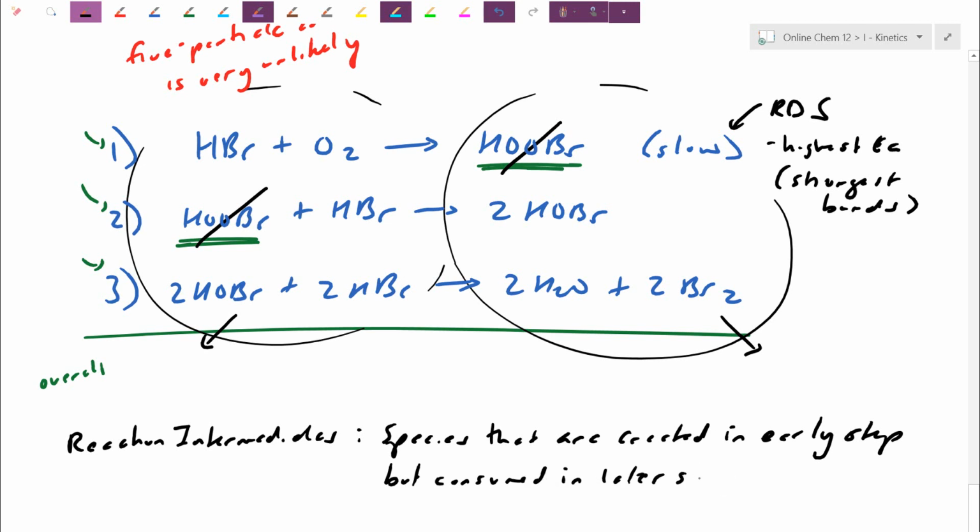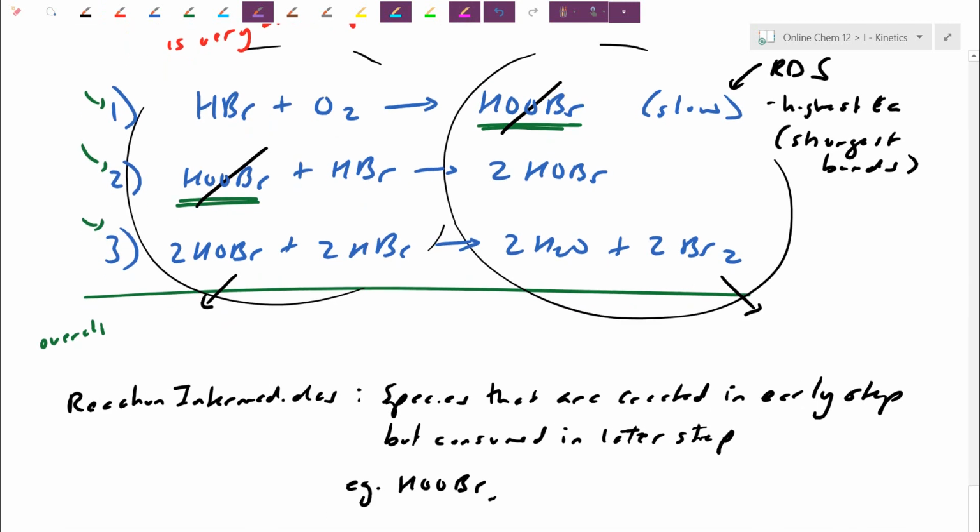It does not have to be necessarily the step immediately after. It doesn't have to be, I created it in step 1 and I have to use it in step 2. If I use it up in step 3, it's still called an intermediate, and overall, it actually doesn't appear. So HBr is an example of an intermediate. Can you give me an example of another intermediate in this mechanism?